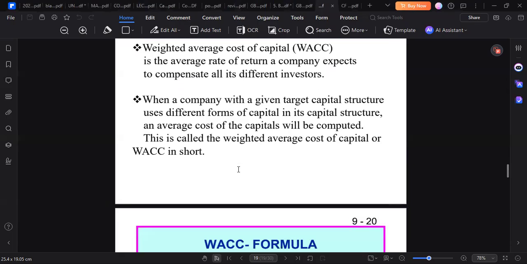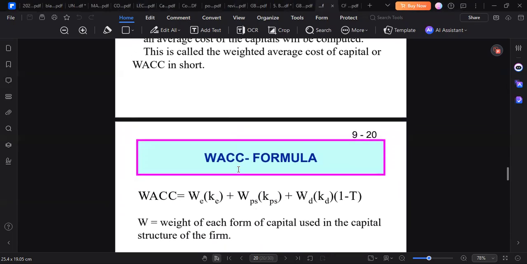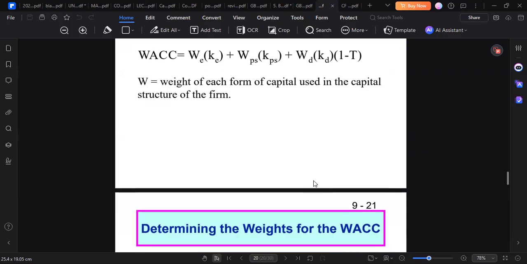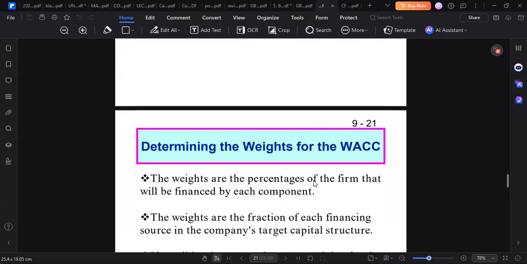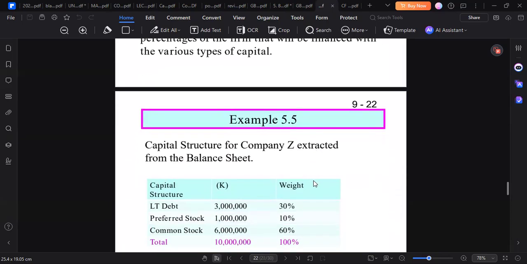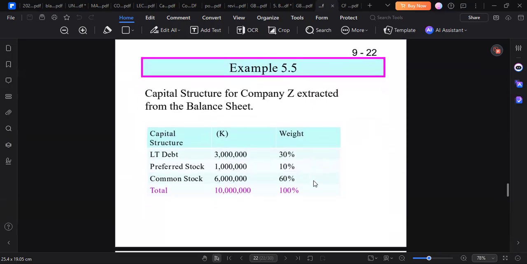So let's look at an example here. It's given by this formula: the weight of equity, cost of equity, weight of preferred stock, cost of preferred stock. Although sometimes you may just be given two of these forms, so you need to know the weight of debt times the cost of debt and the tax shield. So here is an example that we can look at. We are given a company with the following structure. Long-term debt is 3 million, preferred stock 1 million, common stock is what? 6 million. So when you total this it is 10 million.